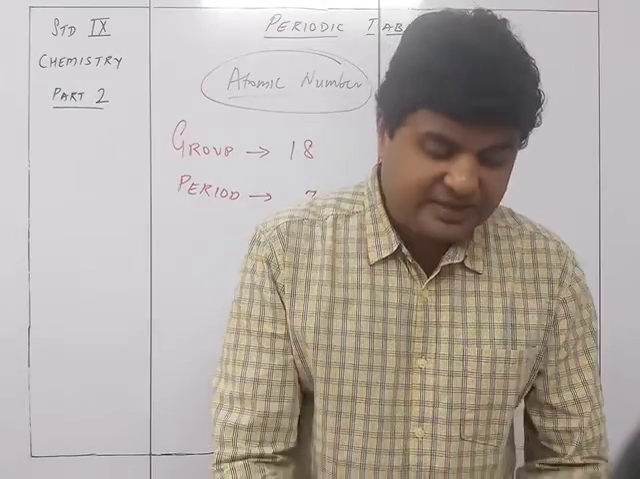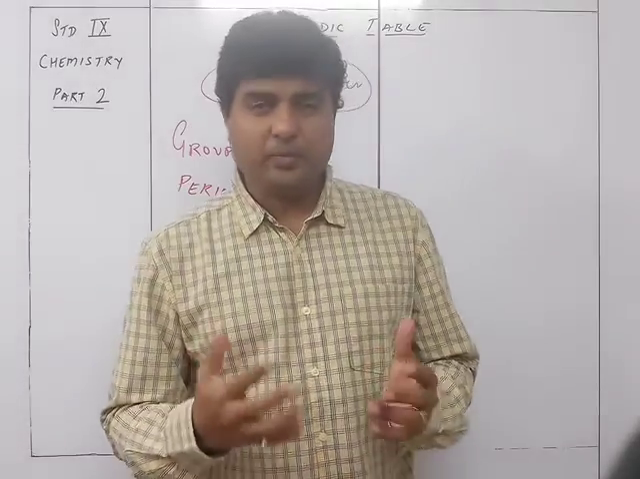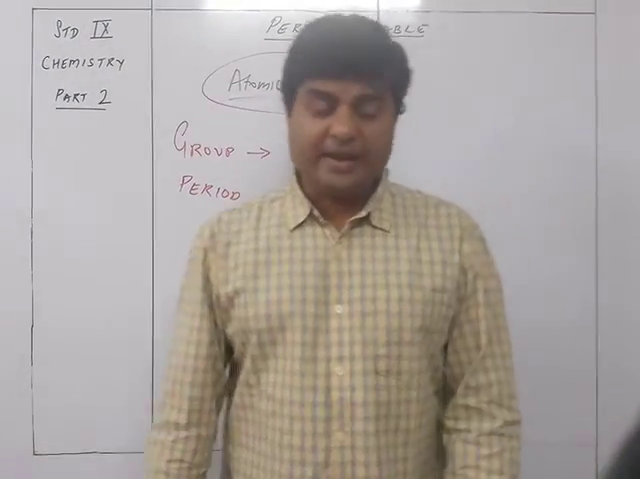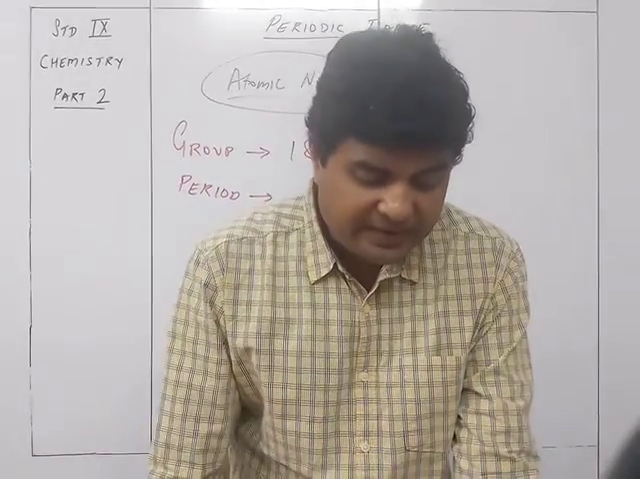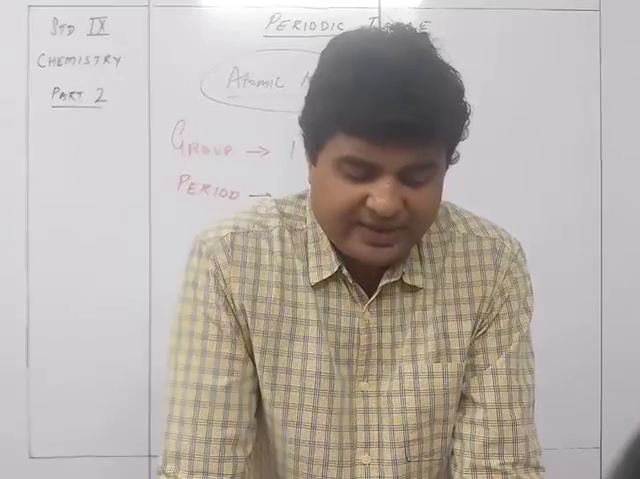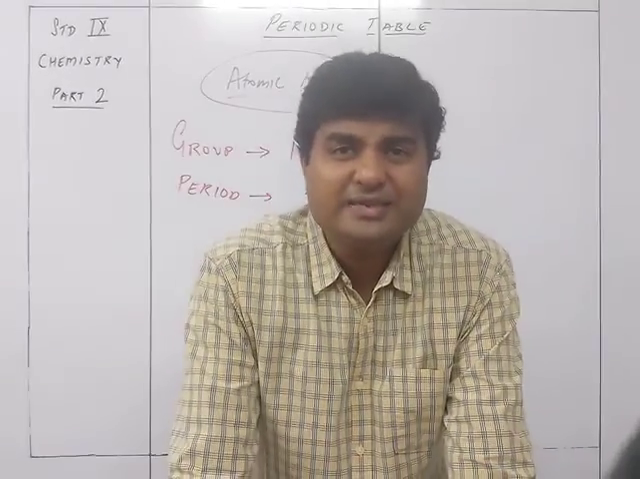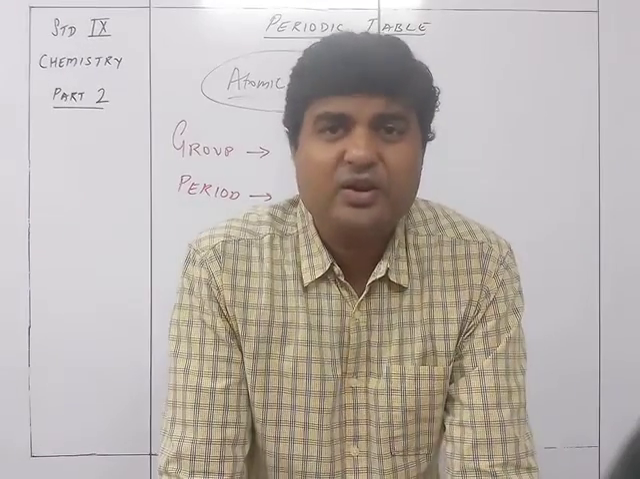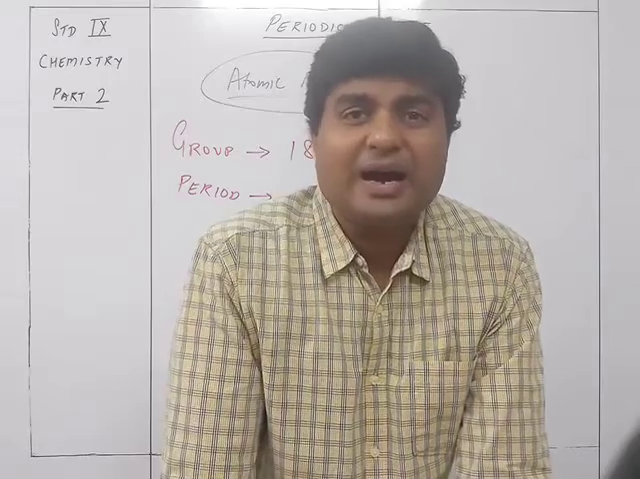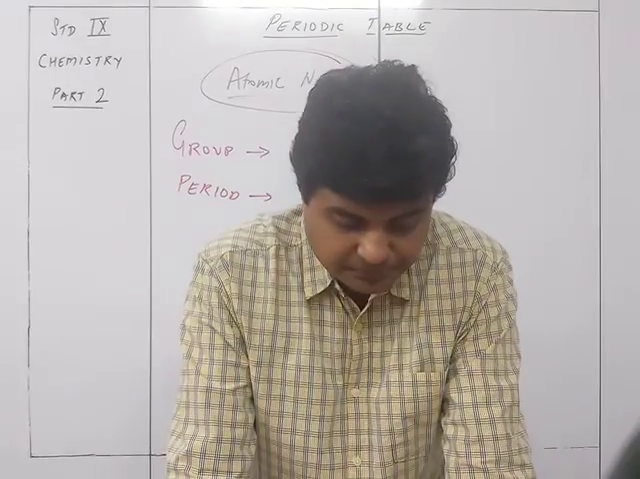Now, let's see in detail about the periods and the groups. What is there in the period? What is there in the group? What are the different periods? So, period and the period number. Periods are 7 horizontal rows of elements arranged in increasing order of atomic number. So there are 7 periods. There are 7 horizontal rows in the periodic table wherein the elements are arranged in increasing order of their atomic numbers.